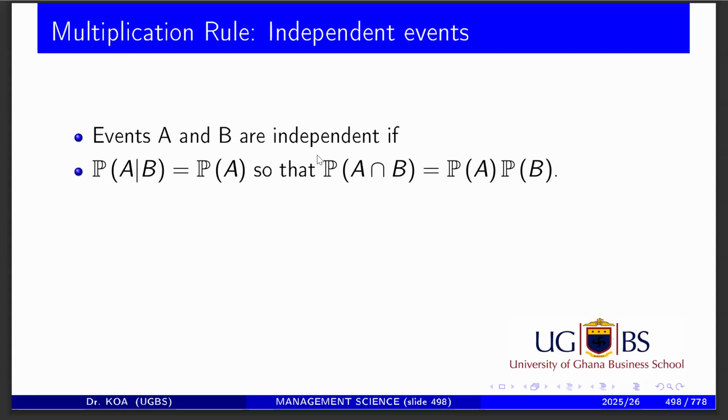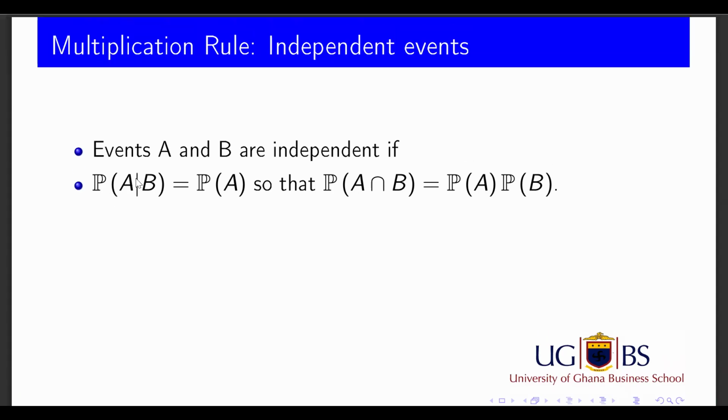Multiplication in probability. There's a rule there for independence. Suppose you have an event A and event B, and these are independent of each other. The probability of A given B is equal to the probability of A. So the probability of A intersection B will be the probability of A times the probability of B. Now, why is that so? Because the probability of A given B equals the probability of A, because they are independent. If that is the case, then the intersection will be both the probability of A and the probability of B. This rule is an independence rule.